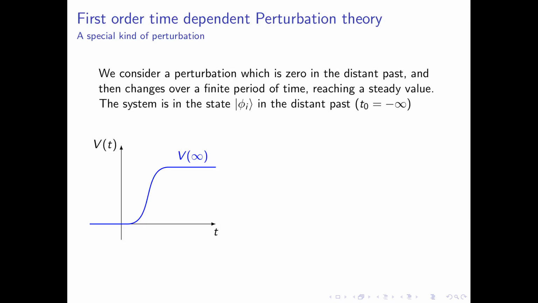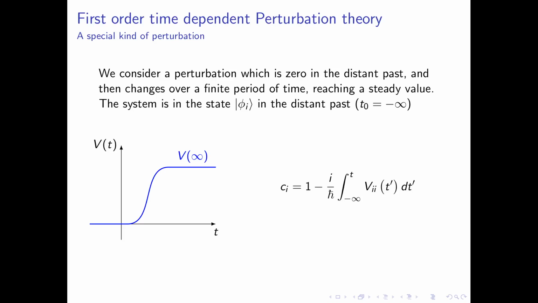So we start with an assumption that the system is in the state phi I in the distant past. Say t0 has been pushed back to minus infinity, and phi I, as always, is an energy eigenket of our unperturbed Hamiltonian, or rather the initial Hamiltonian. To calculate Ci, we just plug in our formula, and what we get is Ci at time t is given by 1 minus i by h cross integral from minus infinity to t of Vii(t prime) dt prime.